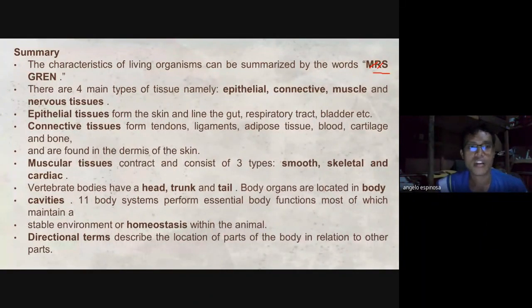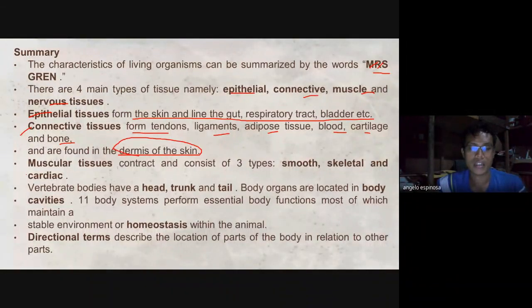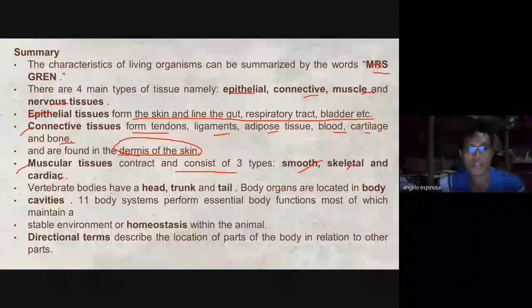Again, there are four main types of tissue, namely epithelial, connective, muscle, and nervous tissues. Epithelial tissue is used for skin and lining the gut, respiratory tract, bladder, etc. Connective tissues form tendons, ligaments, adipose tissues, blood, cartilage, and bone, and are found also in the dermis of the skin. Muscular tissues contract and consist of three types. We have smooth, skeletal, and cardiac muscles.